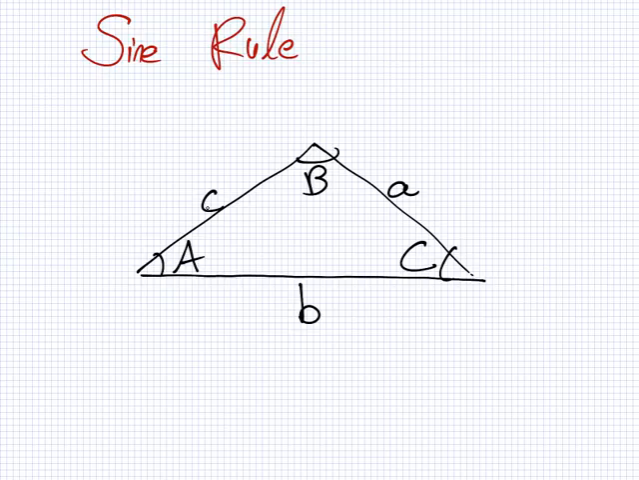Right. So what we'll do, this triangle is not right angled, so the angles A, B and C could be any angles. We're trying to find a formula that relates the sides and the angles together.